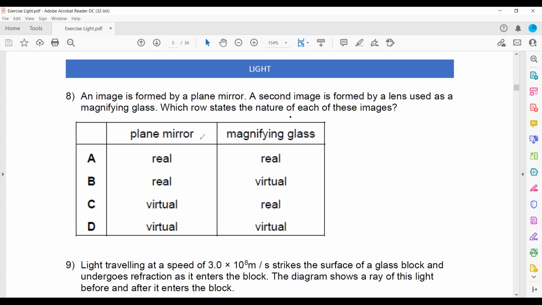So, image formed by a plane mirror. What happens in a plane mirror? How is the image formed? For example, if this is a plane mirror, which has one side polished and one side rough, and there is an object.